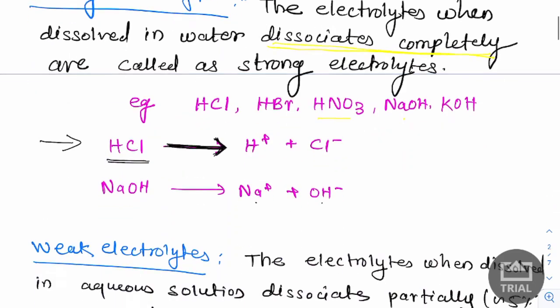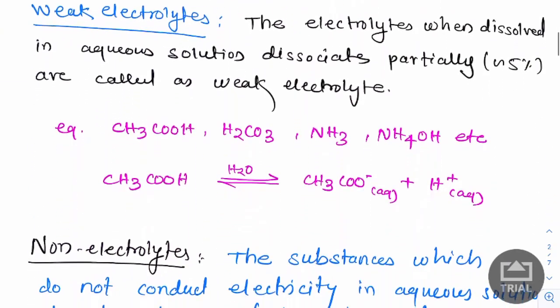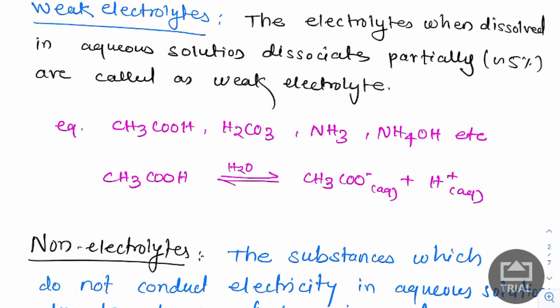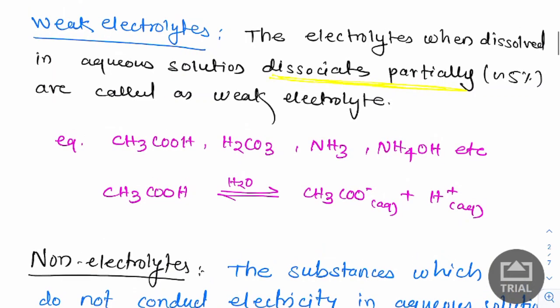The second concept is weak electrolytes. So what are weak electrolytes? An electrolyte that, when dissolved in aqueous solution, dissociates partially. There is partial dissociation, so around 5% of the substance gets ionized in the aqueous solution. Such electrolytes are called weak electrolytes.